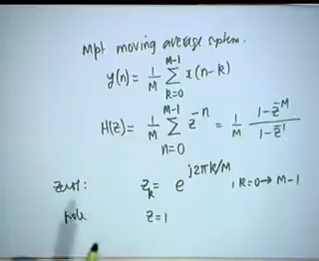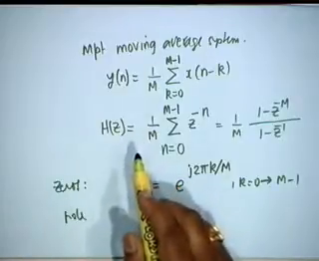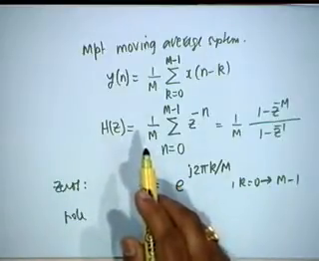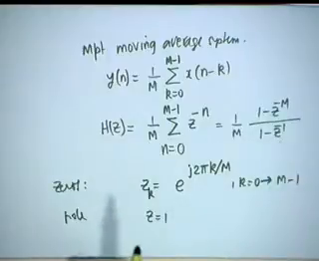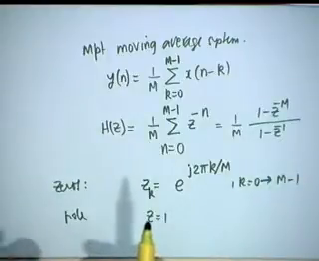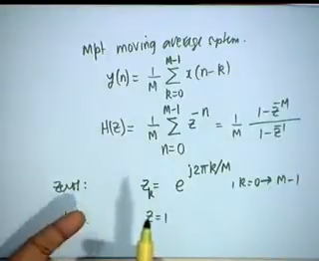FIR. To determine the frequency response, which you have already done and discussed, you just put z equal to e to the j omega, and then put it in the form of sine by sine and an angle and carry out the rest of it.